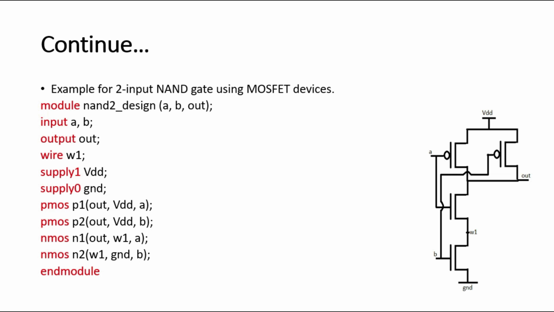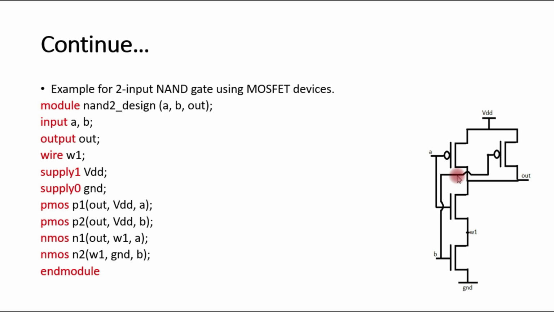A two input NAND gate is designed using switch level modeling. CMOS logic is widely used in integrated circuits. Hence, the NAND gate is designed using CMOS logic. The logic circuit is given here for the 2 input NAND gate. In a 2 input NAND gate, a total of 4 transistors are used: 2 PMOS devices and 2 NMOS devices.